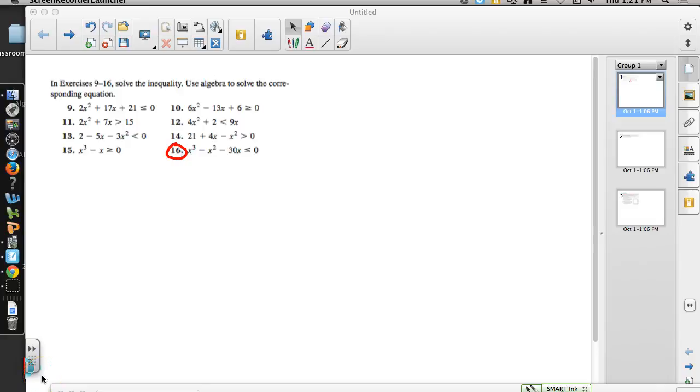These are the frequently asked questions for pre-calculus, and this is section P7. Number 16 has us solve the inequality, using algebra to solve the corresponding equation.